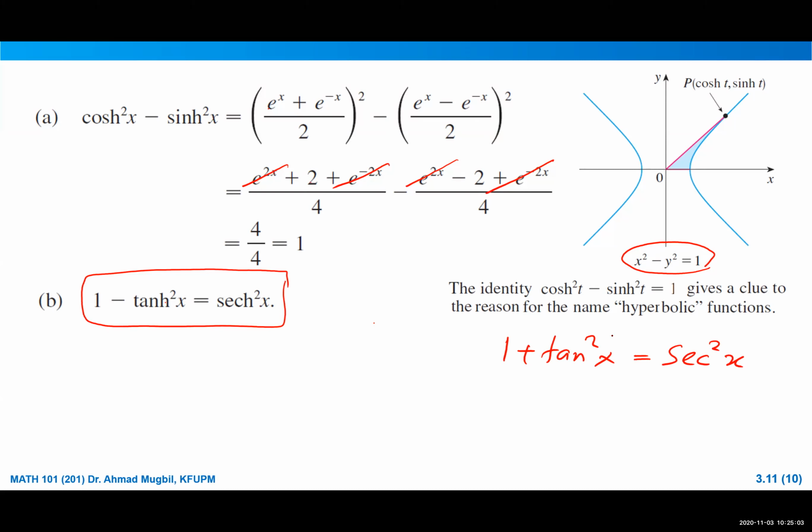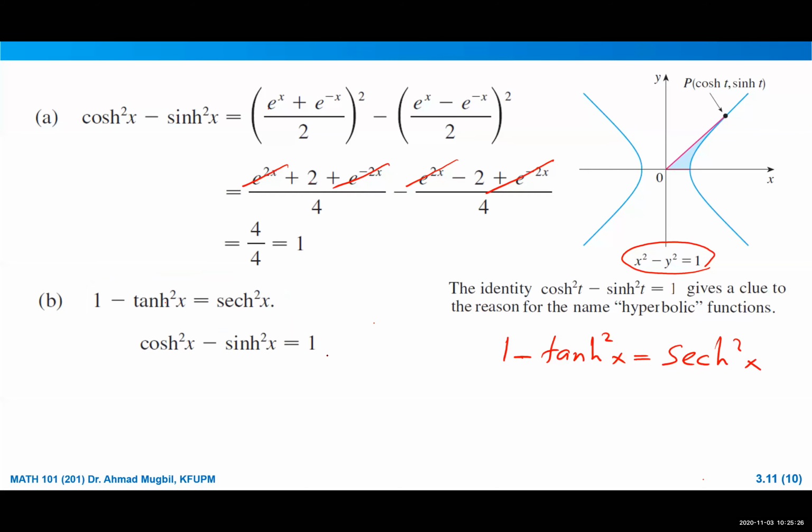Now, when you have hyperbolic functions, it is not the same. Be careful. It is 1 minus tanh squared x equals sech squared x. How to prove it, Shabab? By the same idea you used for trigonometric functions. You need to start with the main identity. You can use the definition, by the way.